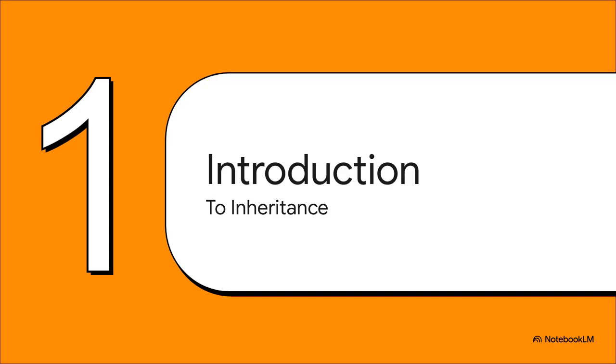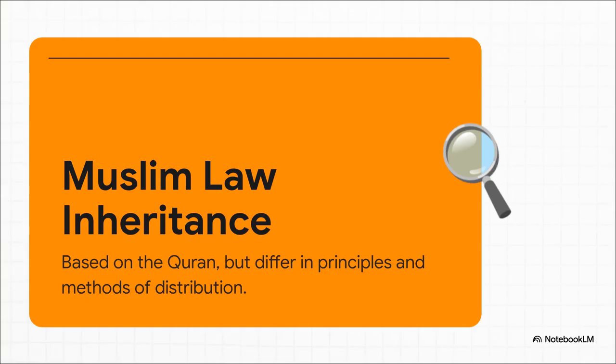Heading number 1. Introduction to inheritance. I strictly command you to write a synopsis block at the very top of your KSLU answer booklet. Then, you're going to begin your answer by stating exactly this. Under Muslim law, the law of inheritance differs between Sunni and Shia schools. Both are based on the Quran, but they differ in principles and methods of distribution. You need to write this verbatim as your opening paragraph.